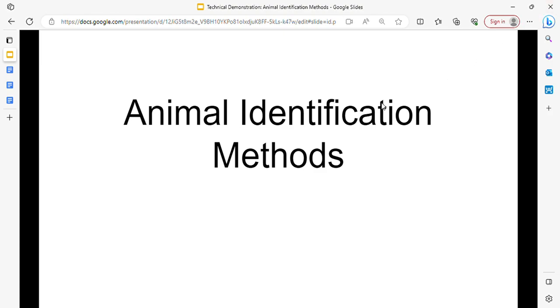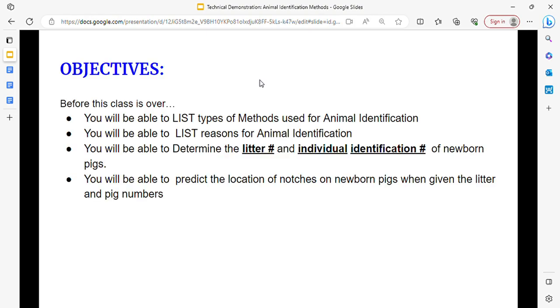Hi class, today's lesson will be over animal identification methods. Our objectives: before this class is over, you'll be able to list types of methods used for animal identification. You'll be able to list reasons for animal identification. You'll be able to determine the litter number and individual identification number of newborn pigs. You'll be able to predict the location of the notches on the newborn pigs when you're given the litter and the pig individual numbers.